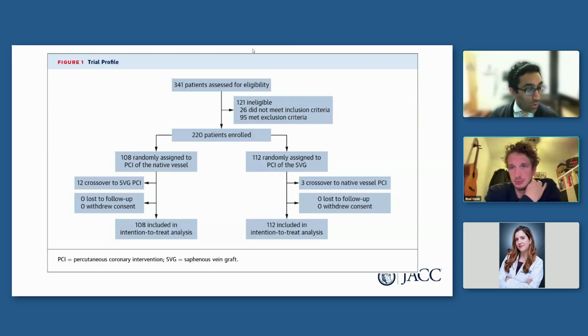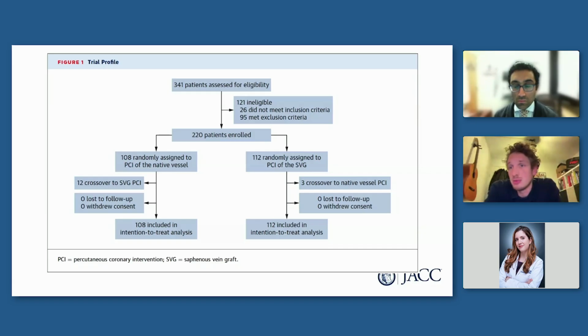And while we're on it, if you could talk a little bit more about the crossover patients and what happened to those people, why did they have to cross over? Yeah, in total we had 15 crossovers, 12 from the native vessel PCI to the vein graft PCI, and 3 the other way around.